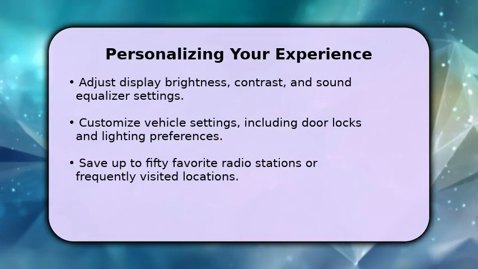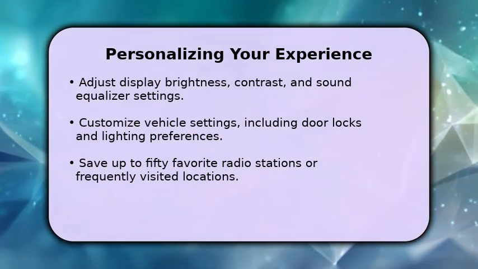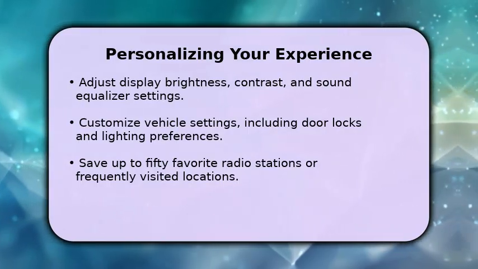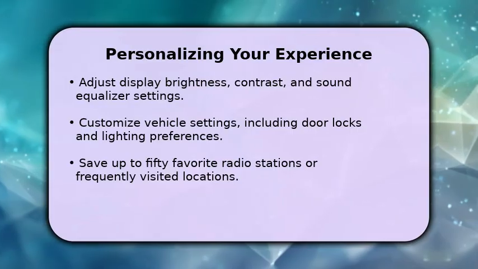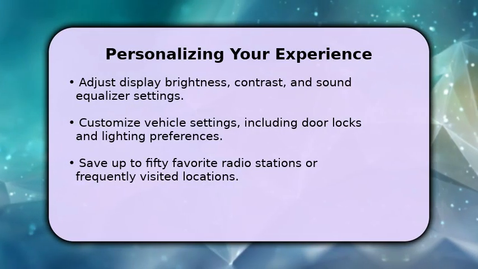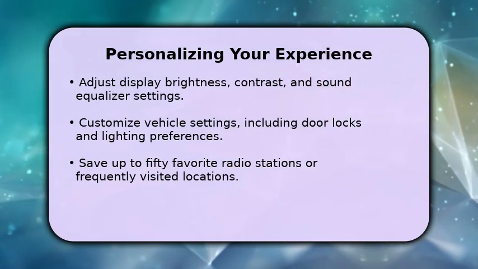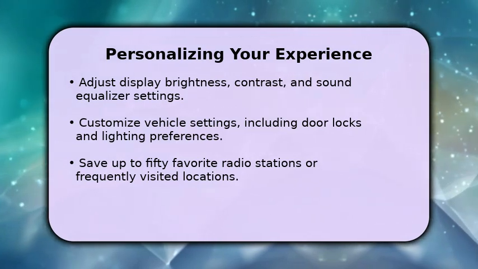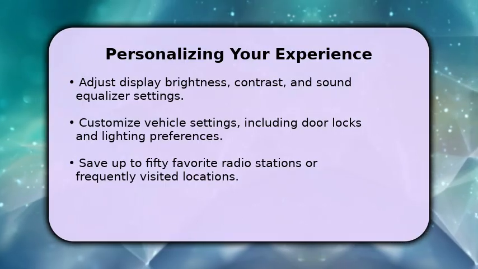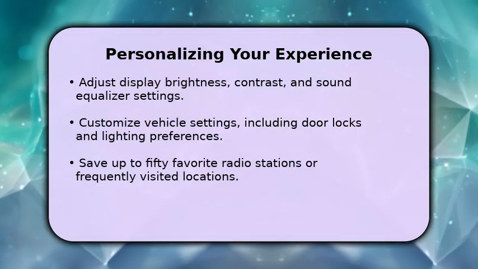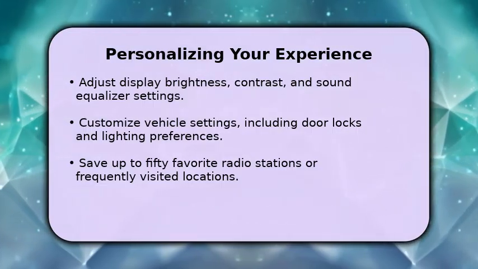Finally, personalize your Mazda CX-5 infotainment system to suit your preferences. Dive into the settings menu to fine-tune display options like brightness and contrast, and adjust the audio equalizer for perfect sound. You can also customize various vehicle settings, from automatic door locks to interior lighting. Don't forget to save your favorite radio stations or frequently visited navigation points for quick access, making your driving experience truly yours.